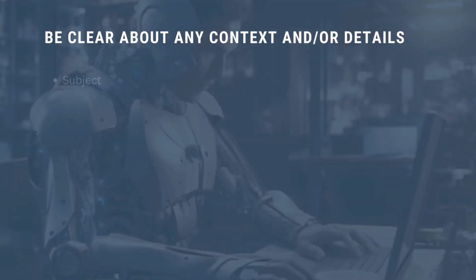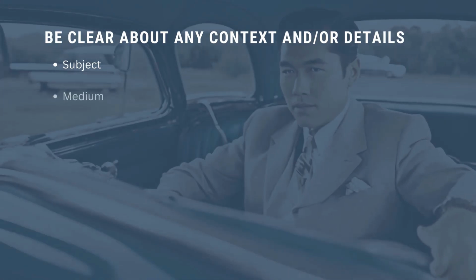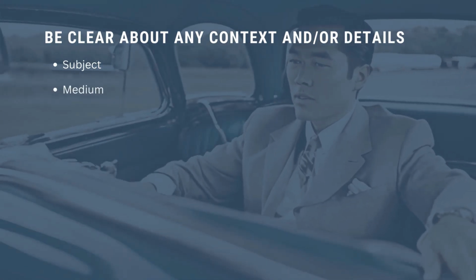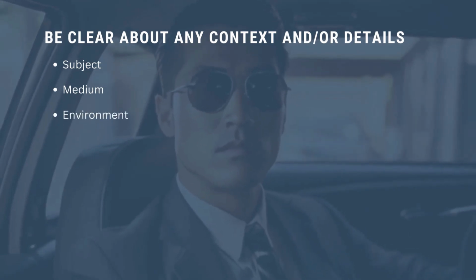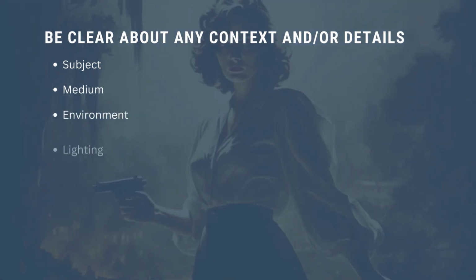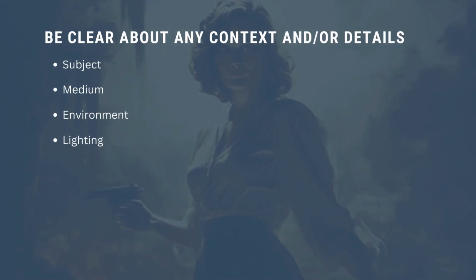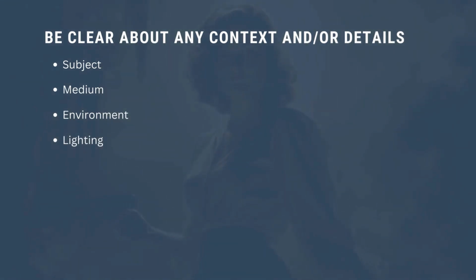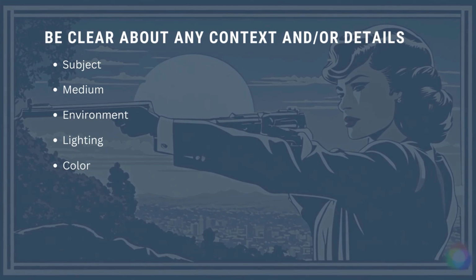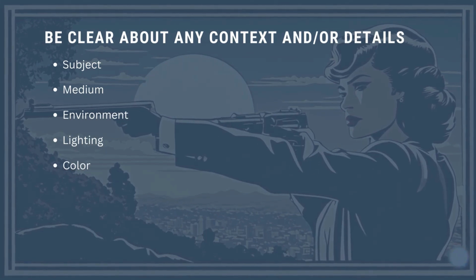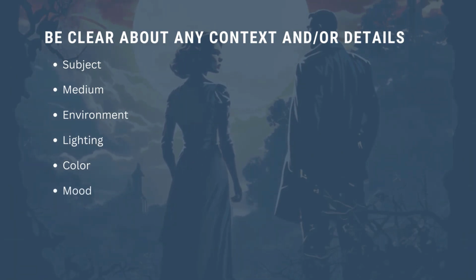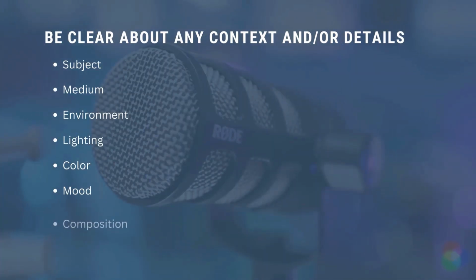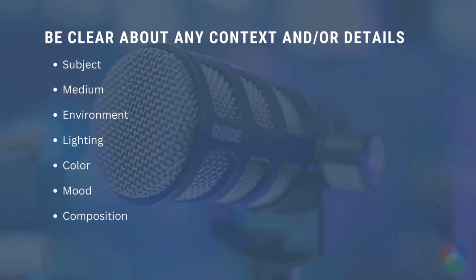Think about subject: person, animal, character, location, object. Medium: photo, painting, illustration, sculpture, doodle, tapestry. Environment: indoors, outdoors, on the moon, underwater, in the city. Lighting: soft, ambient, overcast, neon, studio lights. Color: vibrant, muted, bright, monochromatic, colorful, black and white, pastel. Mood: sedate, calm, raucous, energetic. Composition: portrait, headshot, close-up, bird's eye view.